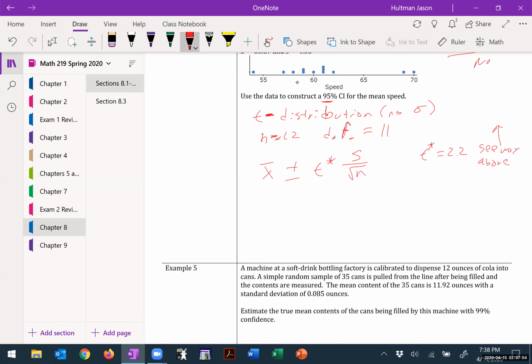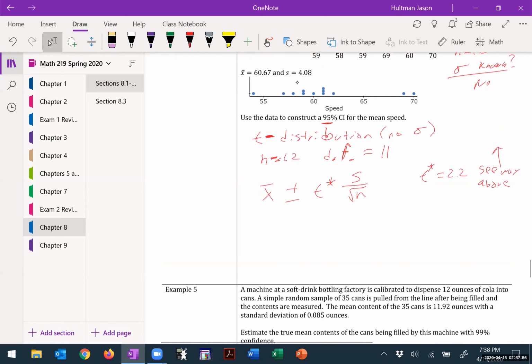Okay, so what's x bar in this case? X bar is 60.67 plus or minus 2.2 times s, which is 4.08, over the square root of n. What's n here? N is 12, not 11. The degrees of freedom are 11, n is 12.